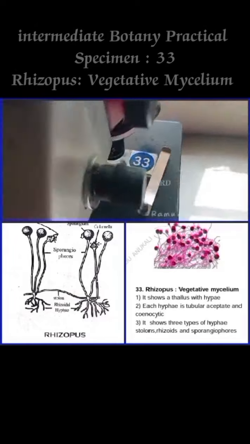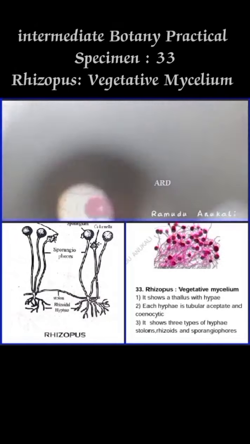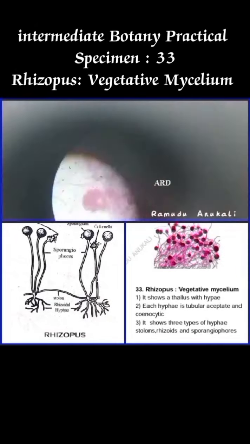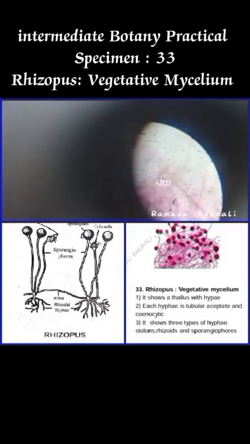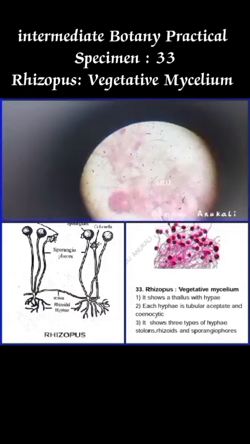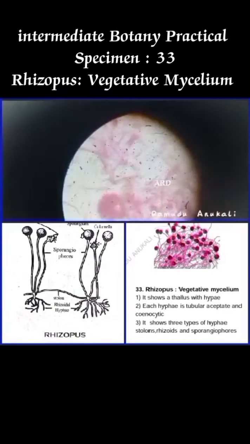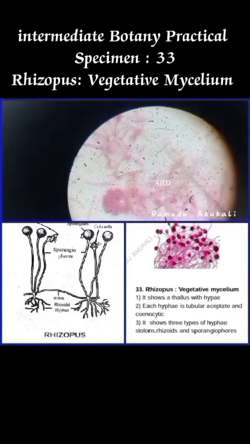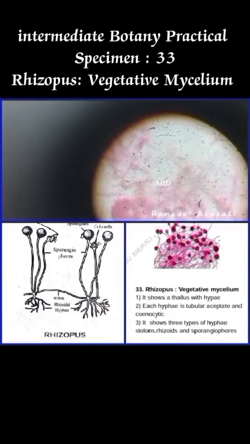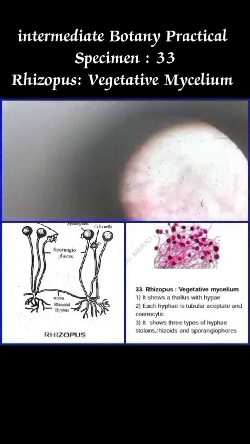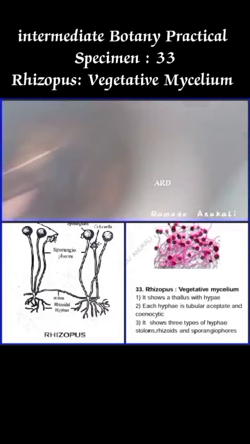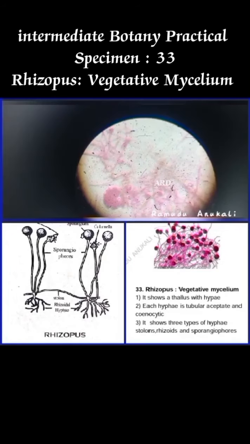Number 33. Slide. Rhizopus vegetative mycelium. It shows a thallus with hyphae. Each hypha is tubular, aseptate, and coenocytic. It shows three types of hyphae: stolons, rhizoids, and sporangiophores.